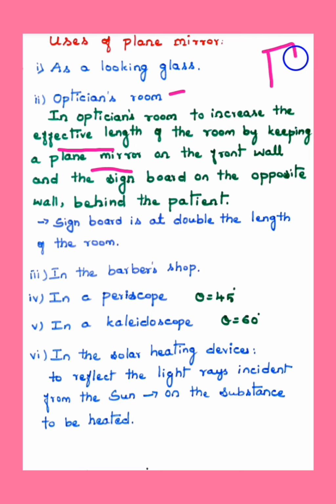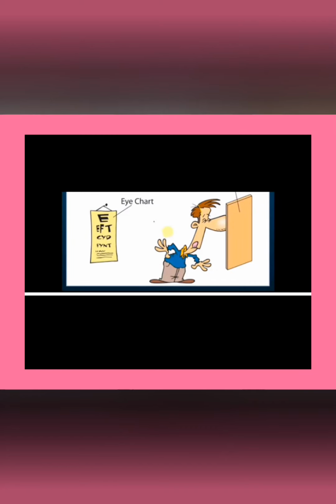Suppose there is a mirror on the front wall, and a signboard on the opposite wall. The numbers and letters will be written there, so that behind the patient will be the signboard. So the signboard will appear at double the length of the room. This optician's room mirror we can understand in this image.